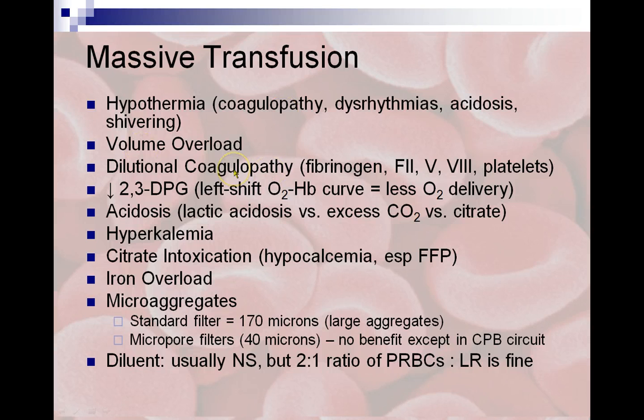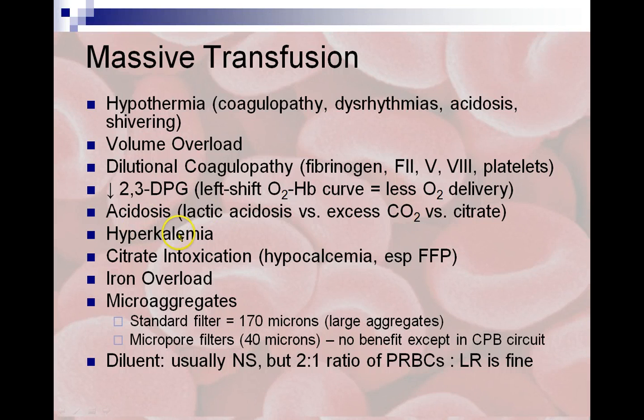Patients will easily develop a dilutional coagulopathy, and factors like fibrinogen, factors 2, 5, and 8, and platelets can quickly become depleted if they aren't transfused with a proper ratio of products. A decreased level of 2,3 DPG, as we discussed, will shift the oxygen hemoglobin curve to the left, resulting in less offloading of oxygen to tissues. As patients become acidotic, whether it's due to lactic acidosis or excess CO2 or even citrate.